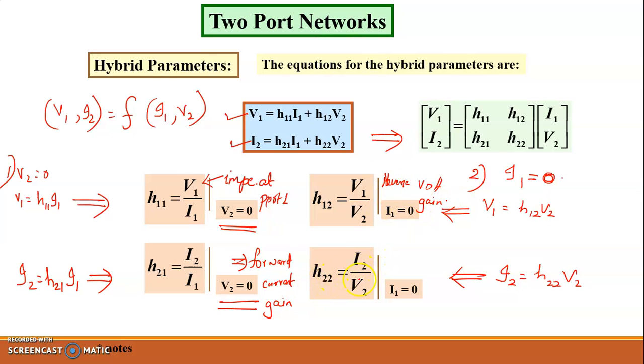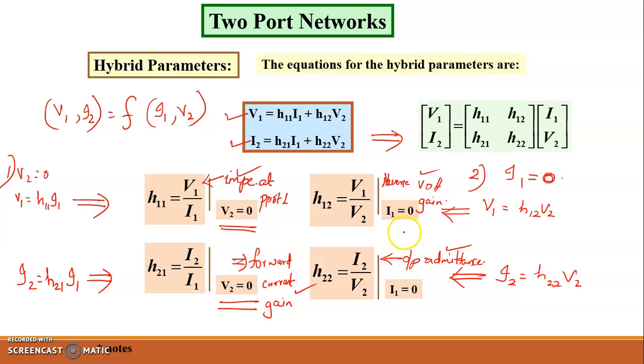H22 is actually I2 by V2. The ratio between current and voltage is the admittance, and I2 by V2 is the ratio of the current and voltage at the output port, and therefore it is the output admittance. So hybrid parameters means we have a ratio of impedance, then admittance, then current gain and reverse voltage gain. Therefore, it is a combination of all the ratios and it is known as the hybrid parameters.